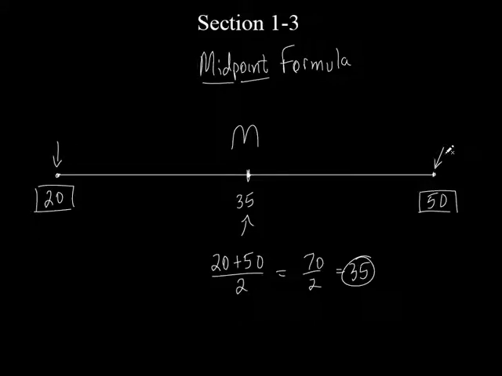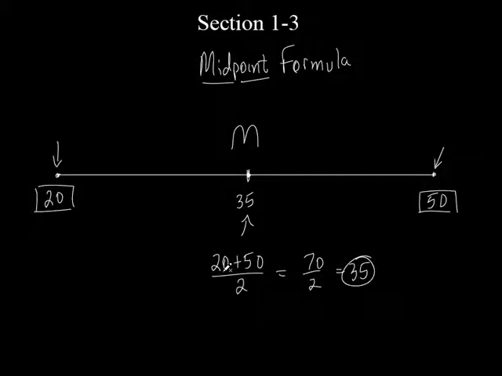Endpoints. Very good. Okay, so we added the endpoints, and then we divided by 2. Why did we divide by 2? Is that just an arbitrary number, a random number? No. This is the halfway point. If you divide by 2, you're getting halfway, aren't you? It's kind of like finding the average, isn't it?